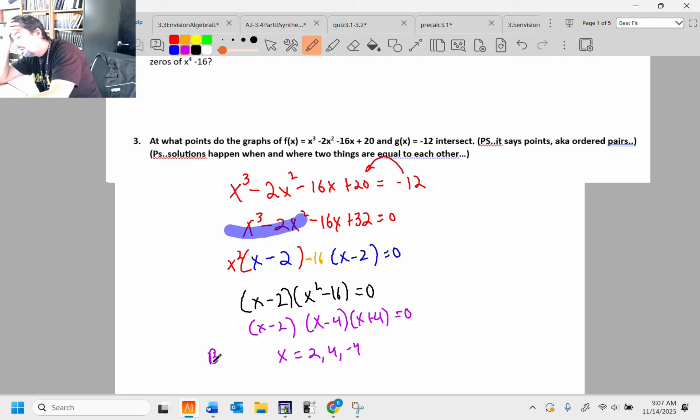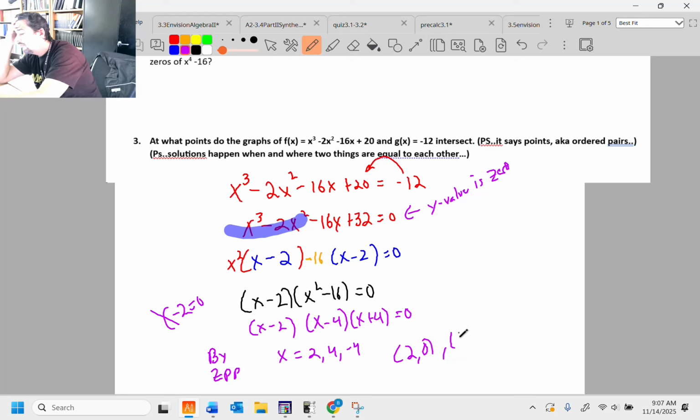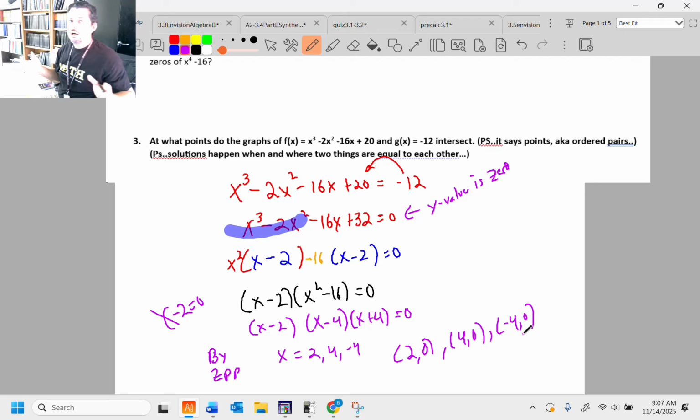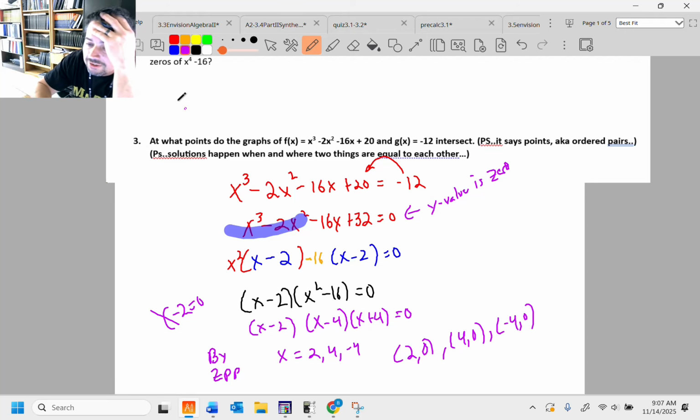That's by the zero product property. Think about setting every factor equal to 0. X minus 2 is 0 and so forth. Now it says points, aka ordered pairs. When you set something equal to 0, this is the y value. The y value is 0. So each of these happen when y is 0. Ta-da! There you go, kids. Not hard. It's really not.